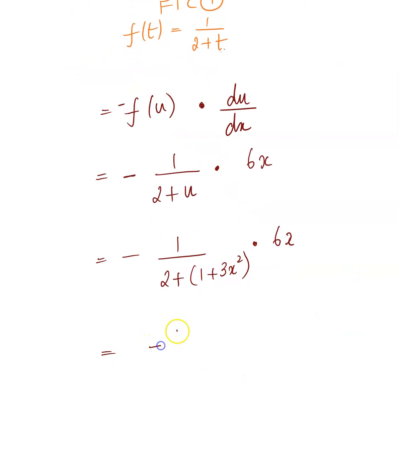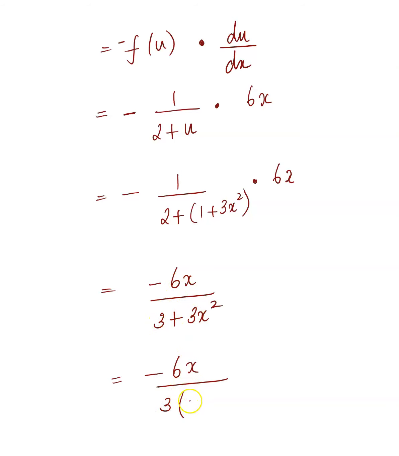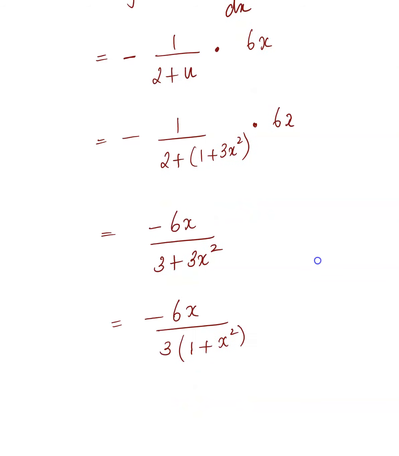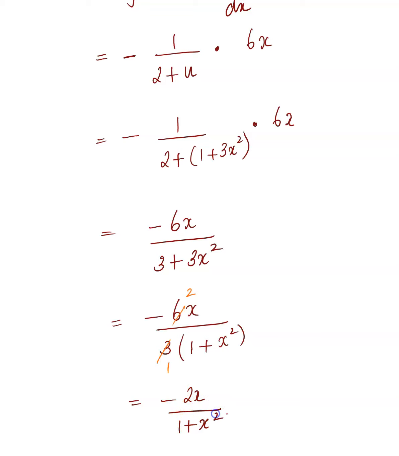Clean that up. That's negative 6x on the top, over 2 plus 1, 3, 3 plus 3x squared. You can factor out a 3 in the bottom. Don't just cancel them as they are. You always have to factor out, because you can only cancel if they were in the product format. And so that will give you 2 there, which in turn is negative 2x over 1 plus x squared. This is your dy over dx using the Fundamental Theorem of Calculus.